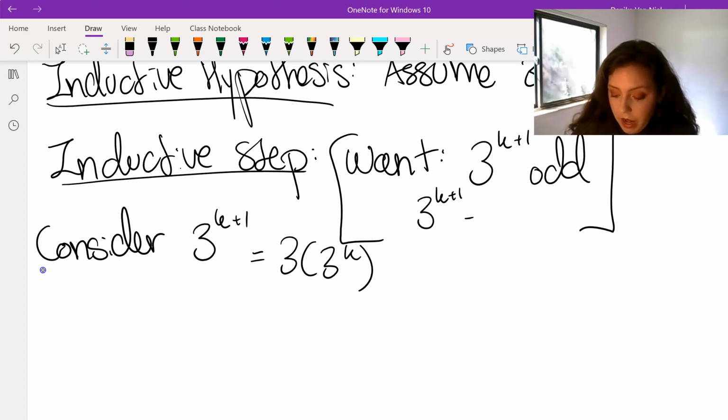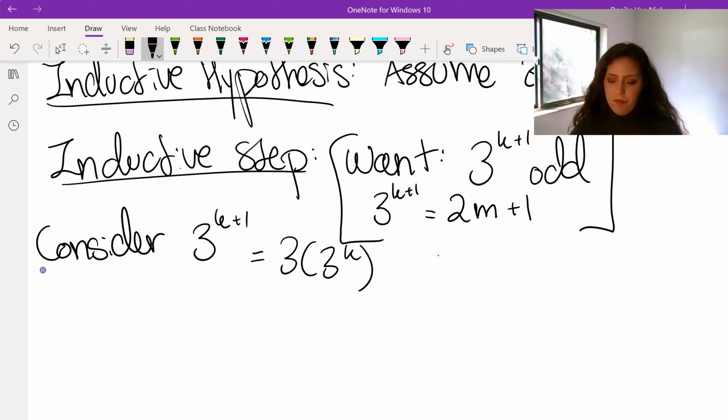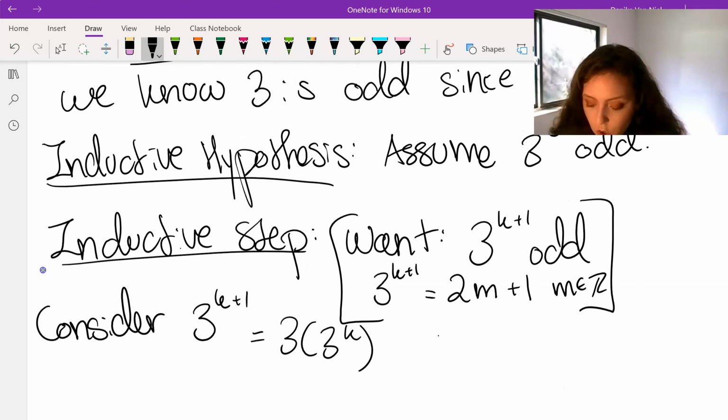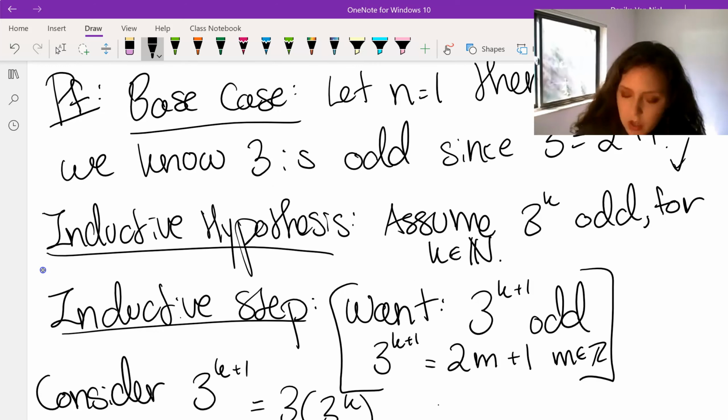So maybe I should change what I have in my want. Maybe I should be more specific. What does it mean for 3 to the k plus 1 to be odd? Well, it needs to equal 2 times an integer plus 1. We usually use k, so let's use something else. Let's use cursive L. No, that looks too much like a number. How about m? 2m plus 1 for some m in the integers. Okay. Oh, I left that out up here, for k in the naturals. You want to be specific, very particular.